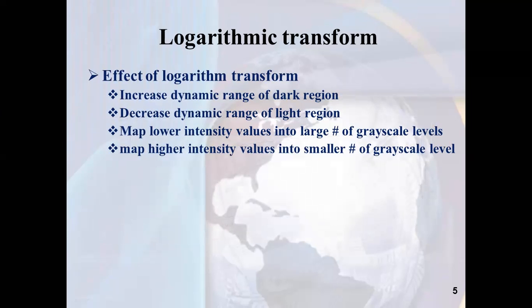So we map the lower intensity values, from 0 to 75 for example, into a large number of grayscale levels and map the higher intensity values into a small number of grayscale levels.